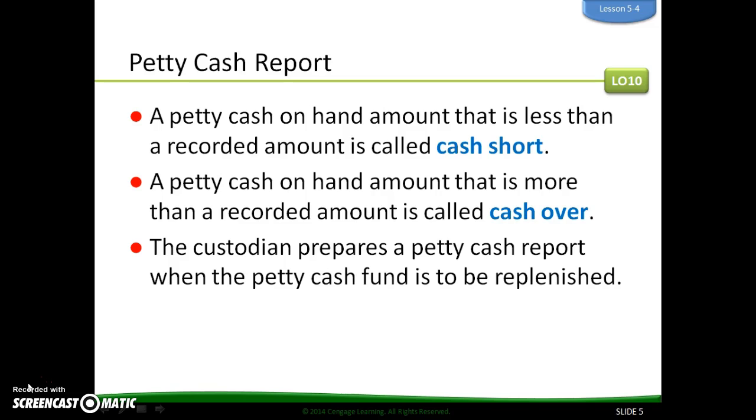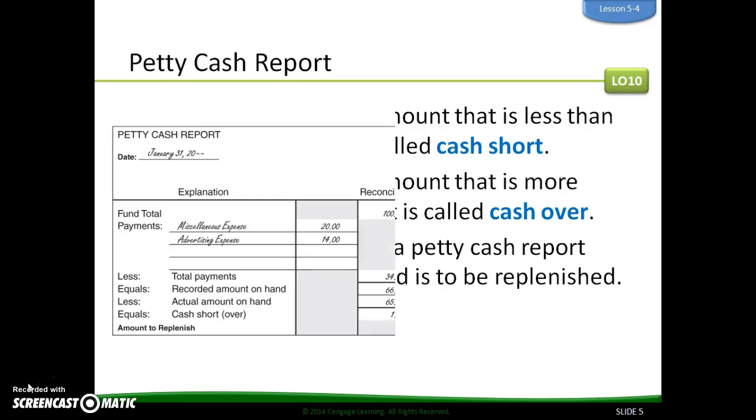So if you have less than what you think, you're cash short. If you have more than what you think, you're cash over. And if you have exactly what you're supposed to have, then you have awesome record keepers in your business. What I'll tell you is you're more likely to have cash short than cash over. And whoever is responsible for your petty cash account is going to prepare a report anytime they request more money go into that petty cash account.